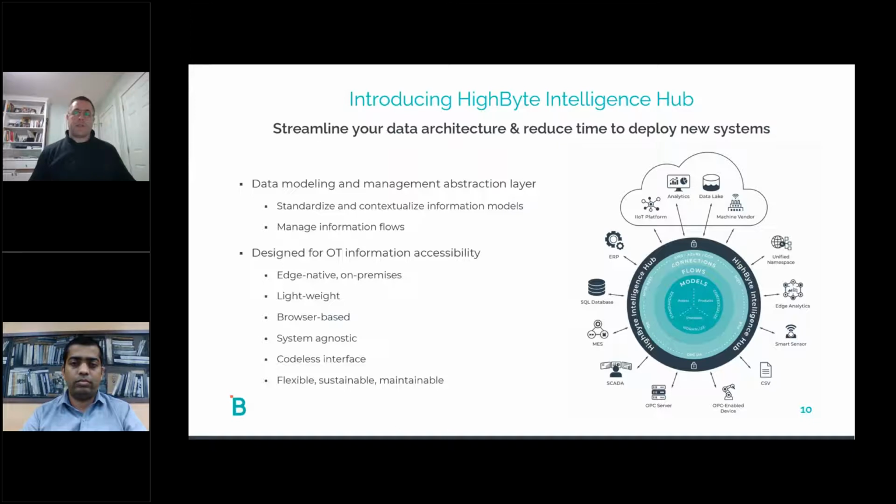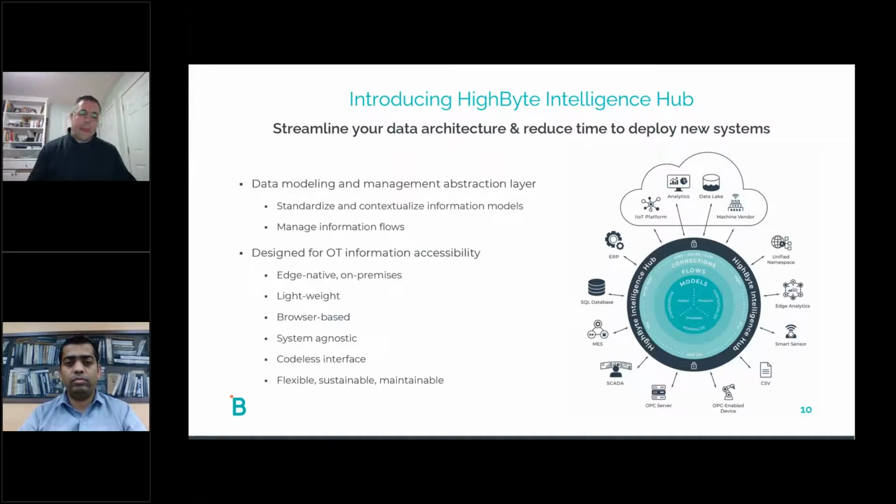And that's where HighByte took a hub and spoke approach to data integration. So we've developed the HighByte Intelligence Hub, which connects to multiple systems. It can connect to your sensors via protocols like MQTT, or being able to consume CSV files even. It can connect to your PLCs via OPC UA. We can connect to your SCADA and MES systems via SQL or REST. And we can connect to your ERP and other databases out there, again, with SQL and REST.